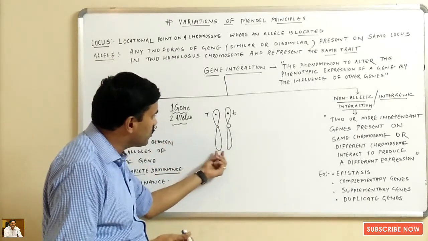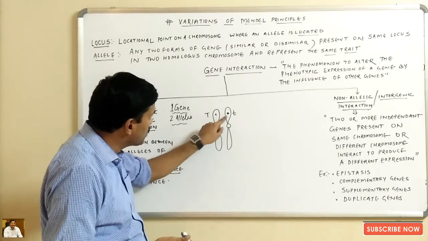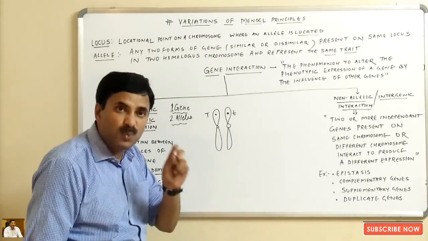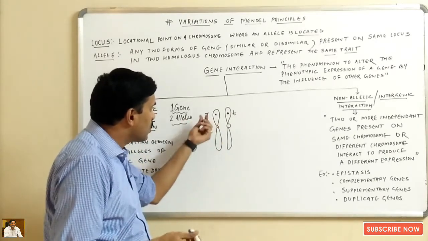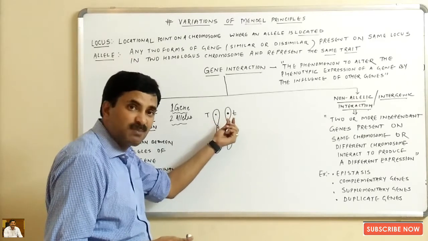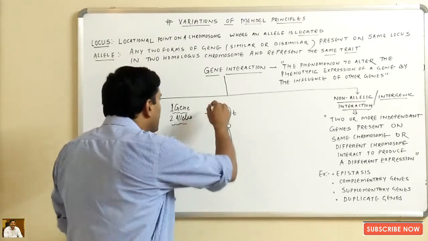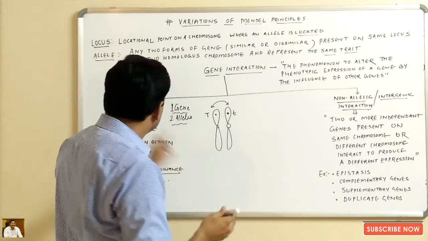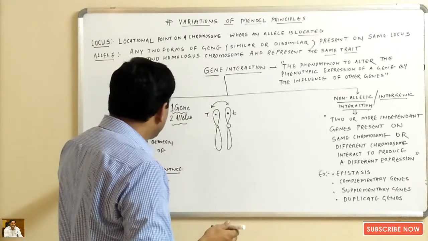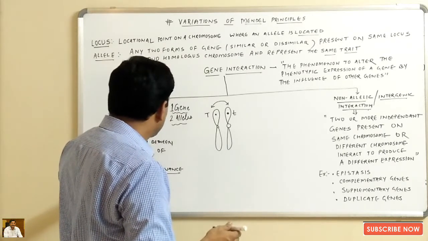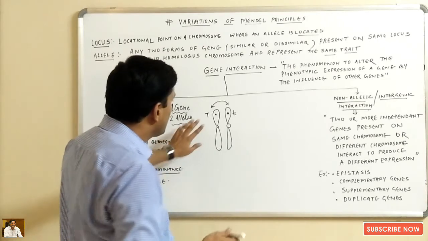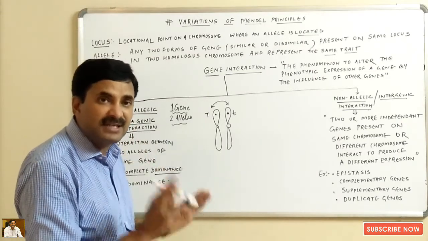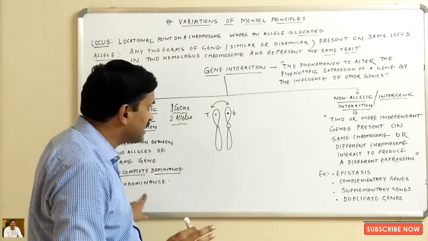Say I have made two homologous chromosomes, and on this locus I have written capital T and on this locus I have written small t. So the gene is one, but it has two alleles: one is capital T and the other is small t. If the interaction is happening between these two alleles, then such an interaction will be called intra-allelic gene interaction or intragenic interaction. Again I am repeating, interaction between two alleles of the same gene is called intra-allelic gene interaction. The best examples of intra-allelic gene interactions are incomplete dominance and codominance.